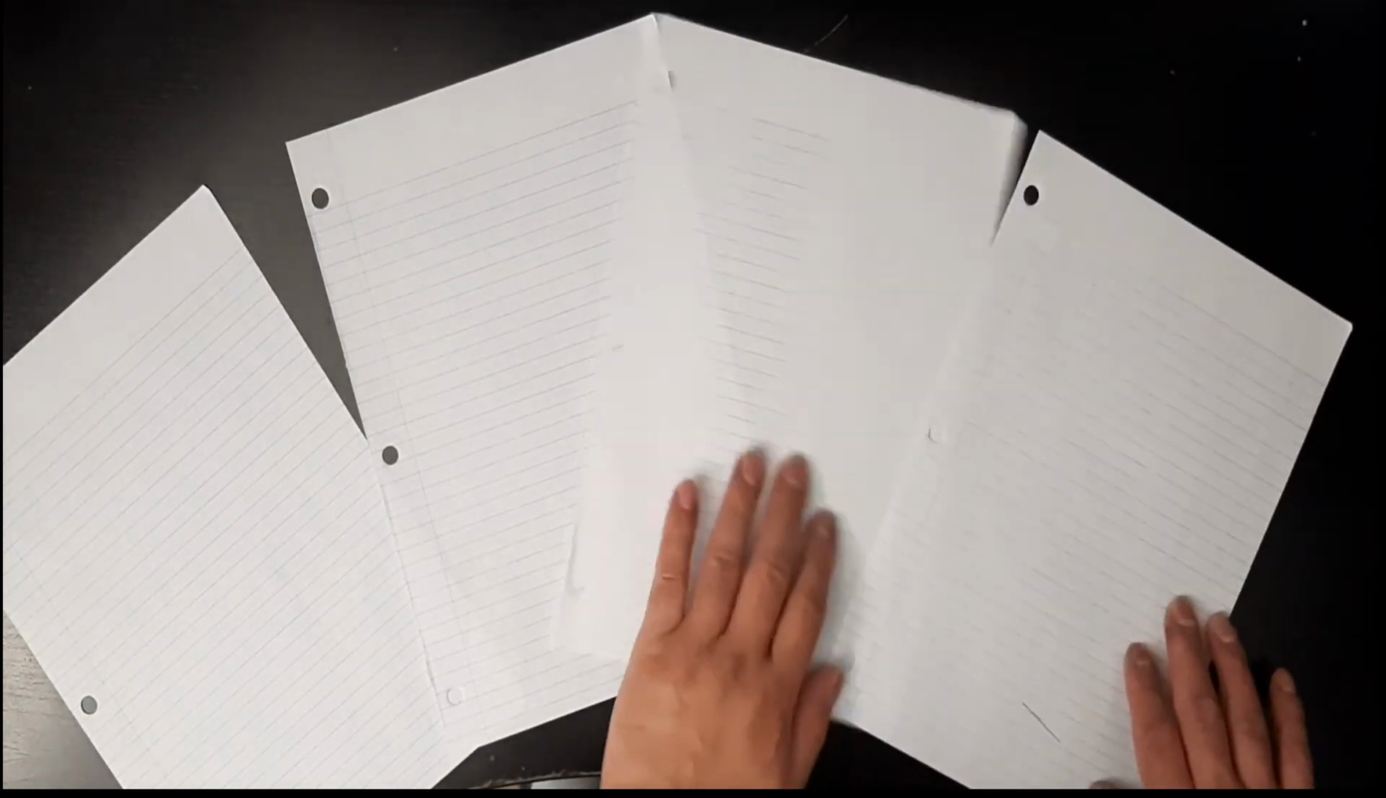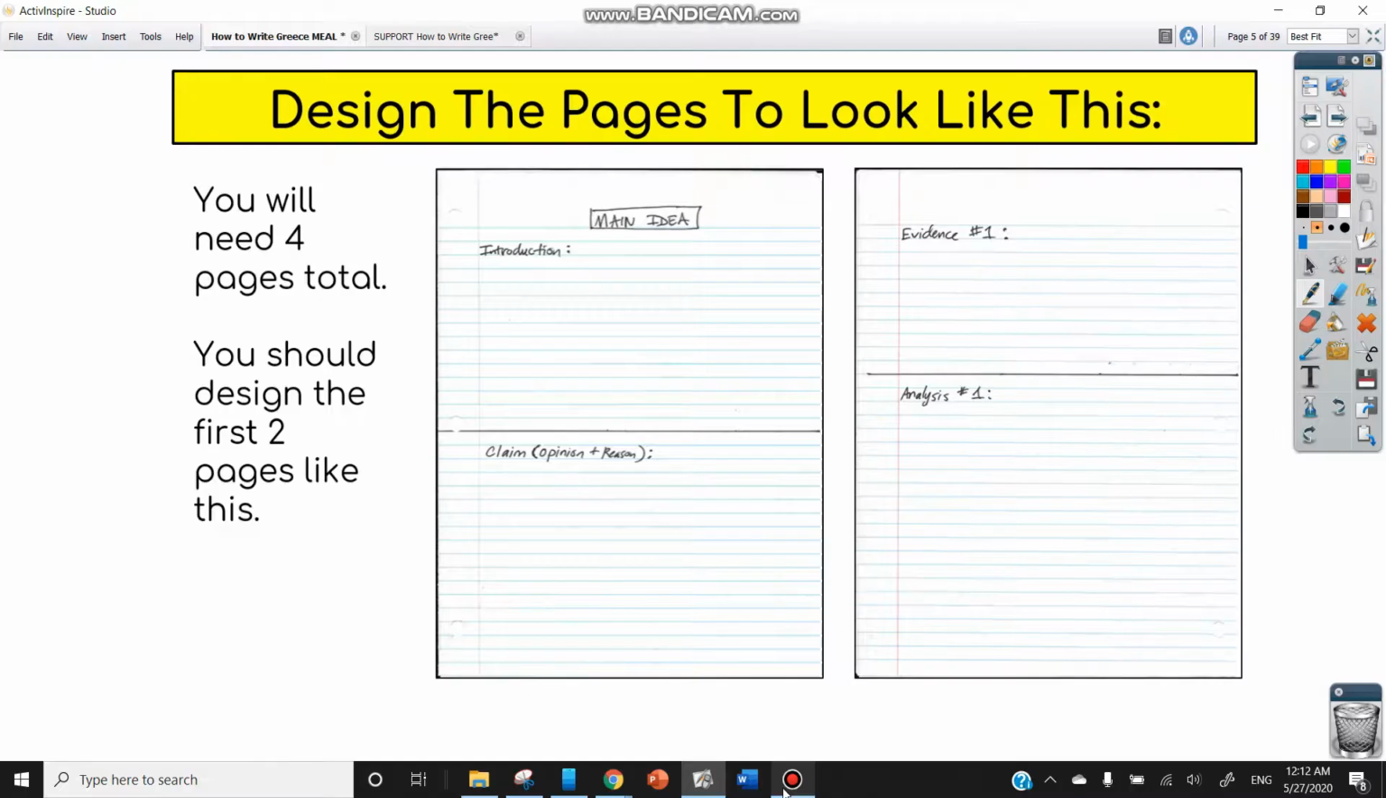So before we get started, you'll need to take some notebook paper, and basically you'll need 4 pages, and you will need to design it this way. It's actually pretty simple. You're going to take the first page, and label it on the top as introduction, and then make sure to draw a line just to separate the two parts, and then write claim, which of course is the opinion plus reason.